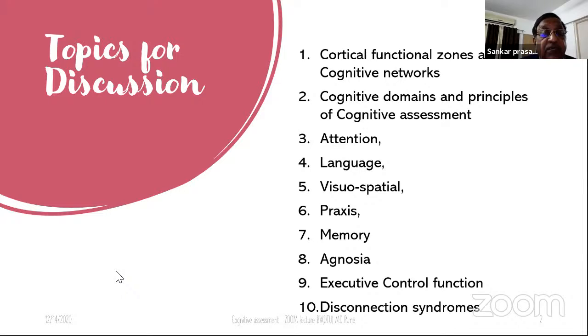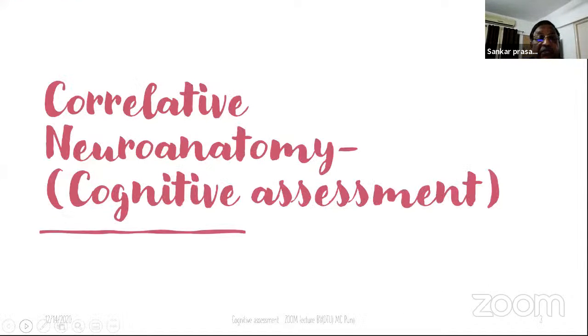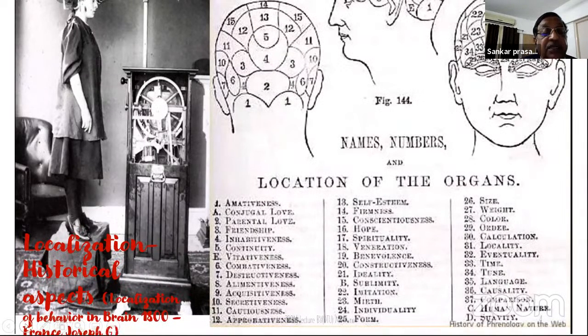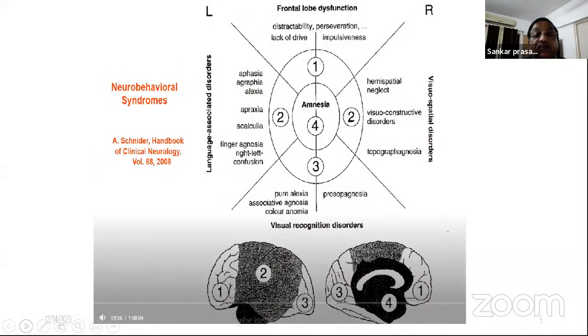So this will be the scheme of presentation today, and we'll start by going to the neuroanatomy of cognition. Way back in 1800, localization was a look at the historical aspects. They numbered the whole brain area, and like 16 is hope, and 29 is order. Now, the location of the organs, names, and numbers was haphazard. So the science has developed subsequently, and now we understand the schema like this.